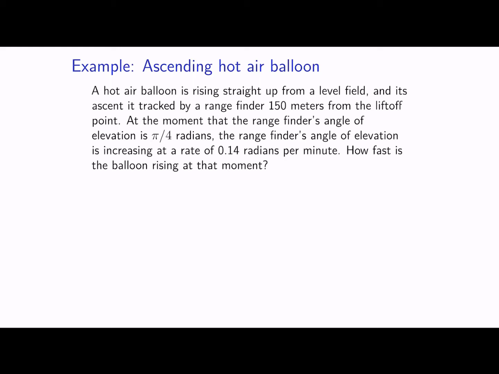A hot air balloon is rising straight up from a level field, and its ascent is tracked by a rangefinder 150 meters from the liftoff point. At the moment that the rangefinder's angle of elevation is pi/4 radians, the rangefinder's angle of elevation is increasing at a rate of 0.14 radians per minute. How fast is the balloon rising at that moment?